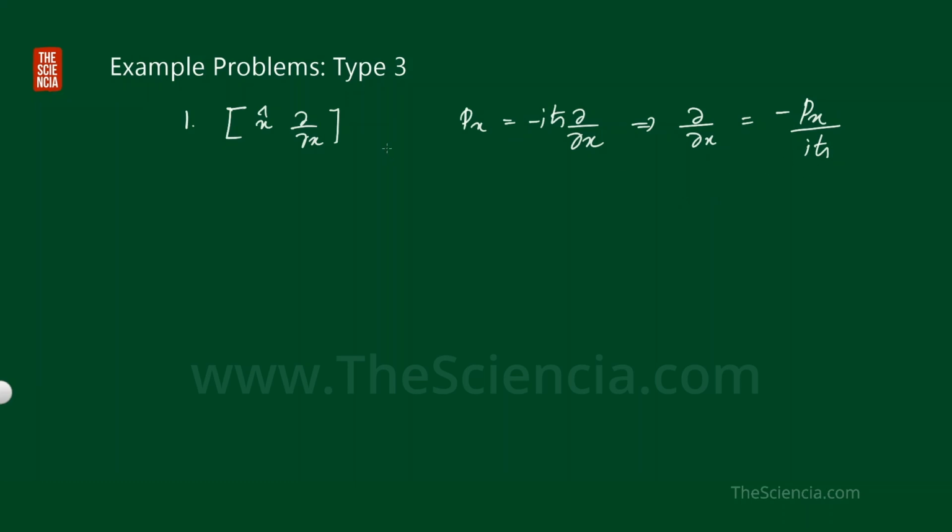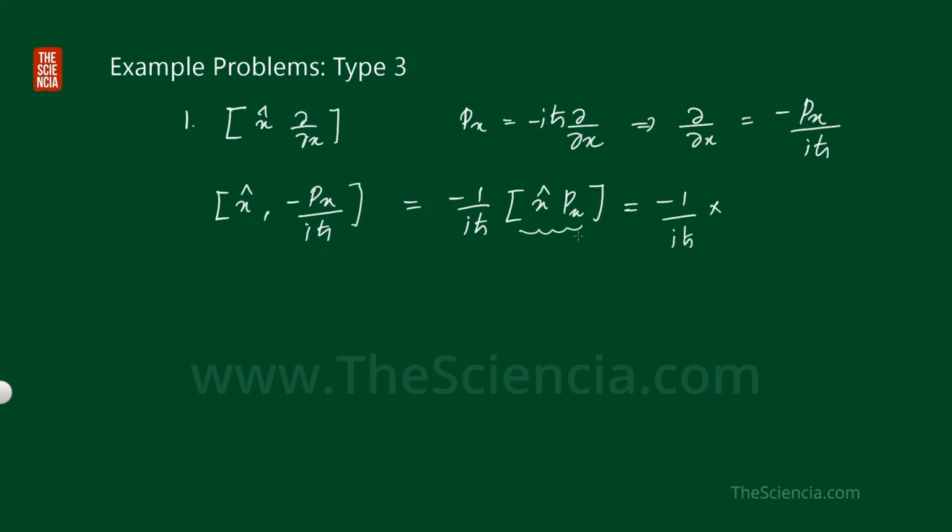So we can substitute this value in this equation, that is x cap dou by dou x is x cap times minus Px by I h cross. So that is equal to, we can take this constant term outside, that is minus 1 by I h cross into [x cap, Px]. That is equal to minus 1 by I h cross into, we know the value of [x cap, Px], that is I h cross. So we will get [x cap, dou by dou x] is equal to minus 1.